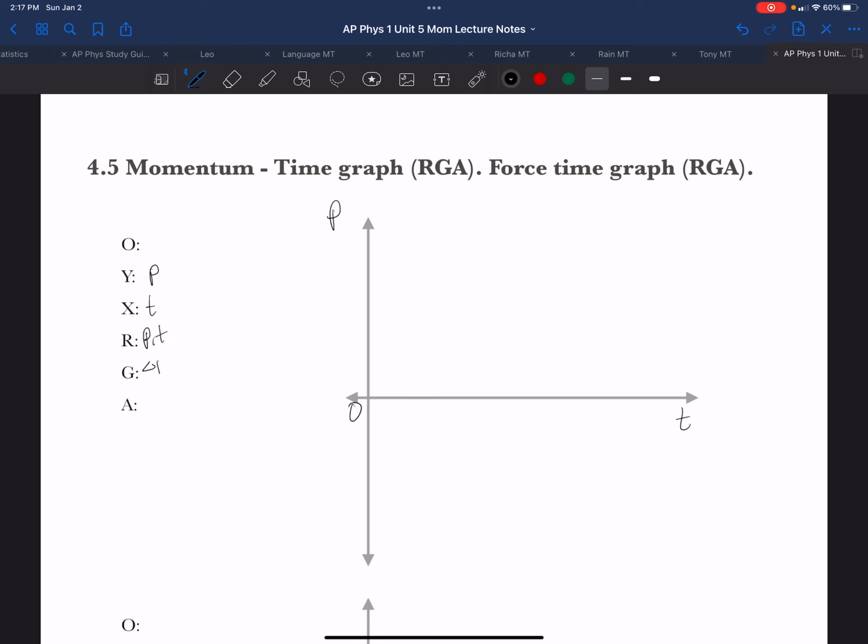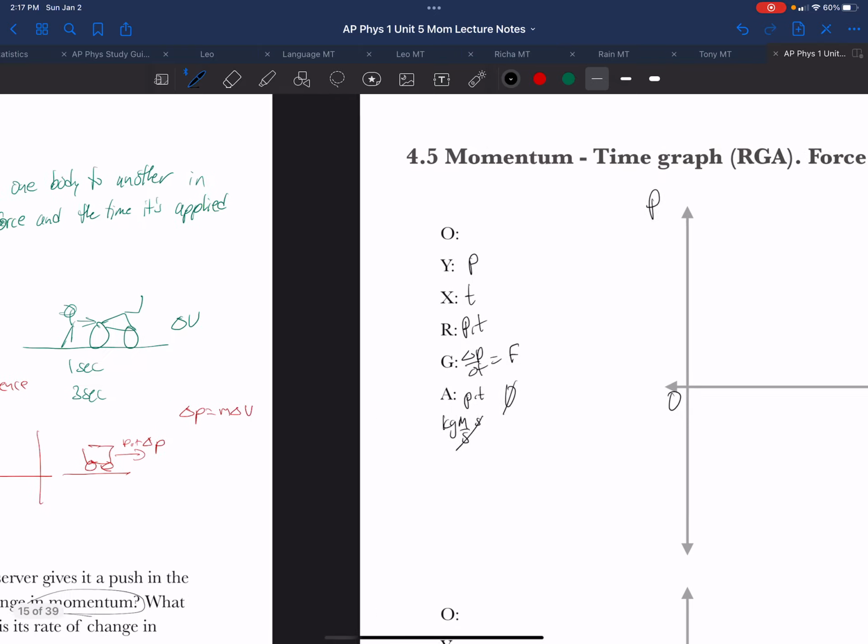The slope is delta P over delta T, which is the force. And the area is momentum times time: kilogram meters per second times seconds. Kilogram meters is not really something that we place a value on.